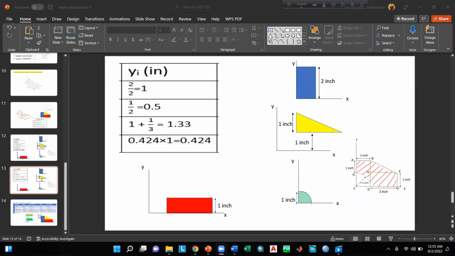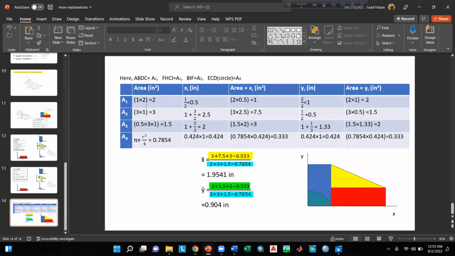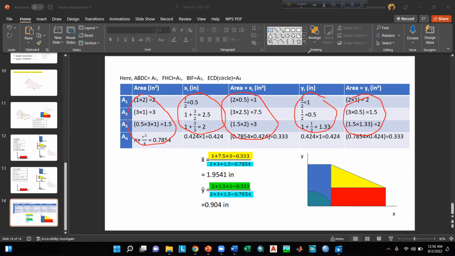So now we will move on to the last slide. Here you can see that all the results are included in this table. Here you can see that this is the area, this is x, and this is the multiplication of a into x, this is y, and this is the multiplication of a into y. Now, what will be our final formula for x bar and y bar?